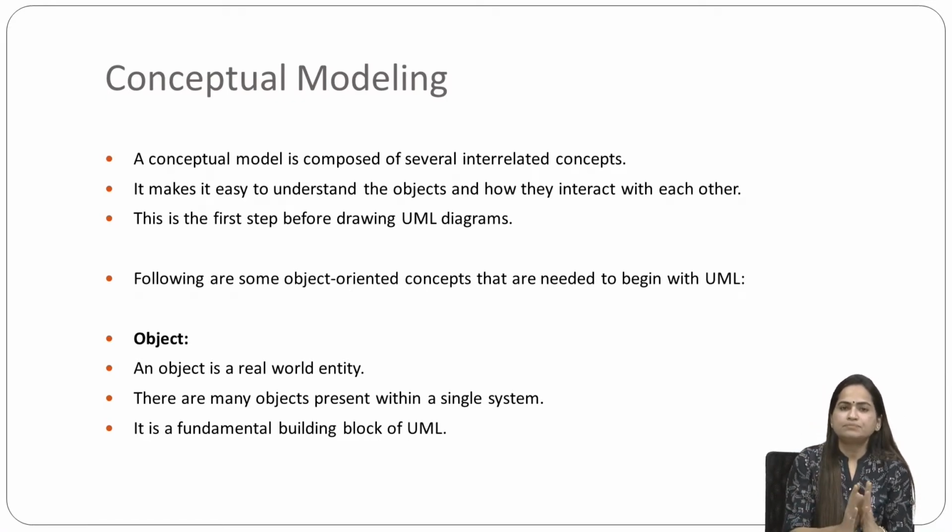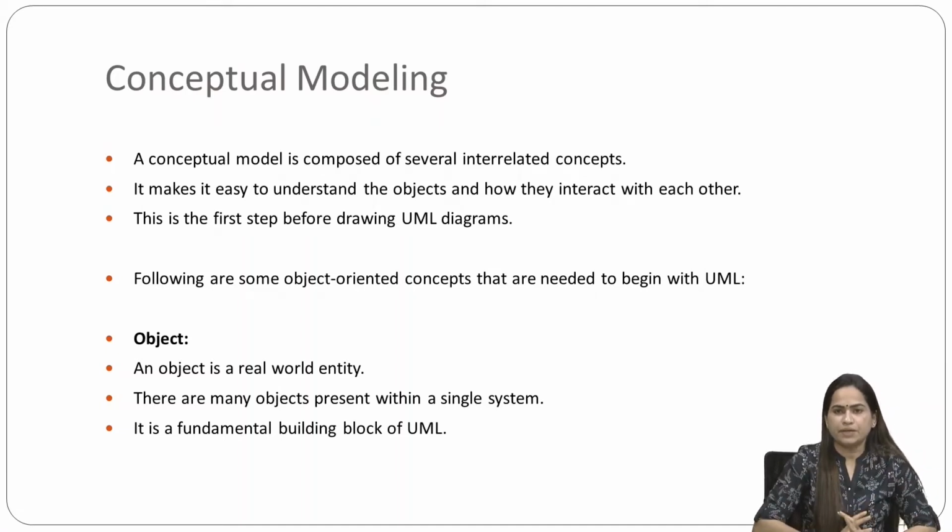We have some terms, or we can say some concepts, which we need to understand before we begin with UML. First thing we have is object. Now what is the meaning of object? An object is a real world entity. There are many objects present within a single system. In one system you may have a number of objects. It is a fundamental building block of UML. To form your whole UML diagram, whatever fundamental blocks you require, we can say building blocks, that is your object.